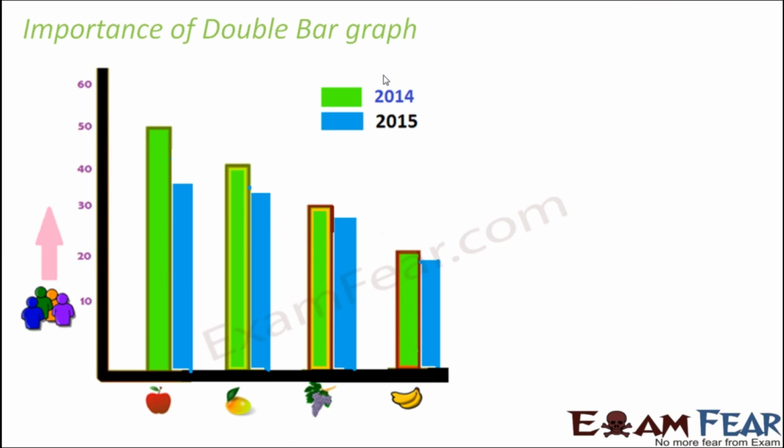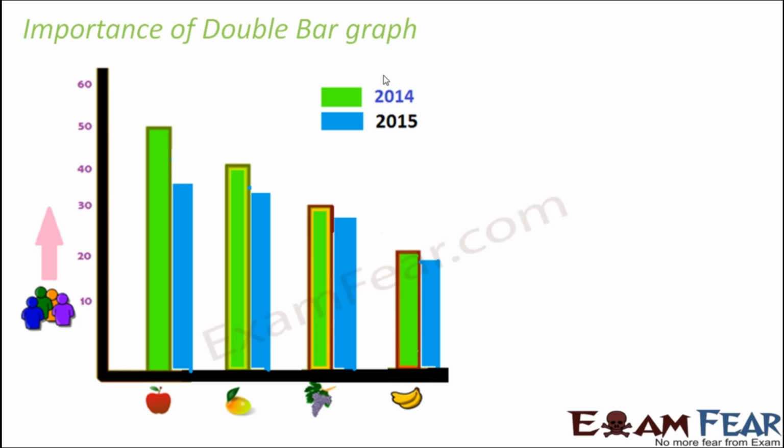Now what is the importance of double bar graph? The first importance is that it helps in comparative analysis. Since we are able to plot the graphs for the 2 years in the same graph, it helps us to compare how things changed from 2014 to 2015.